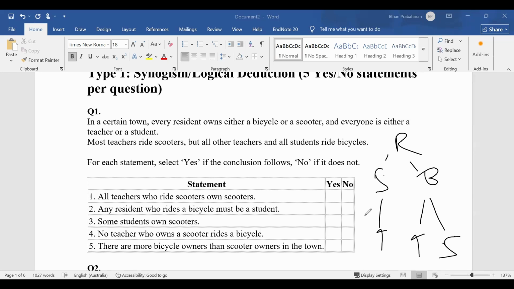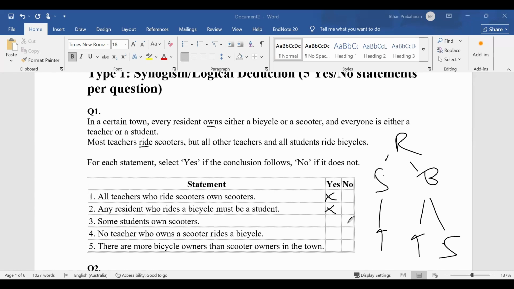You can write "most" along this passage, but I generally wouldn't. And I'm hoping my face isn't covering where that diagram is. All right. All teachers who ride scooters own scooters. Okay, so there's a difference. We have to pay attention to the wording here. So that's probably a yes.